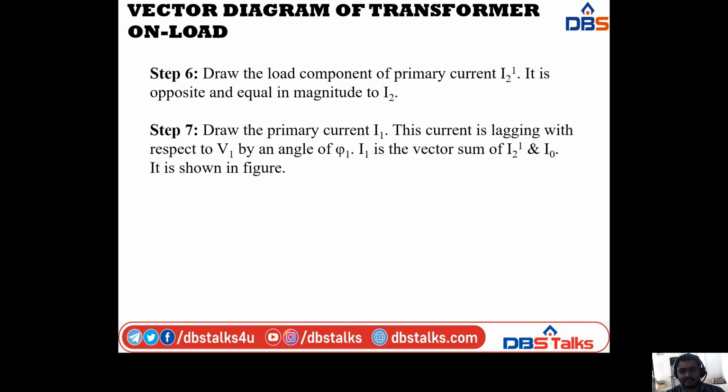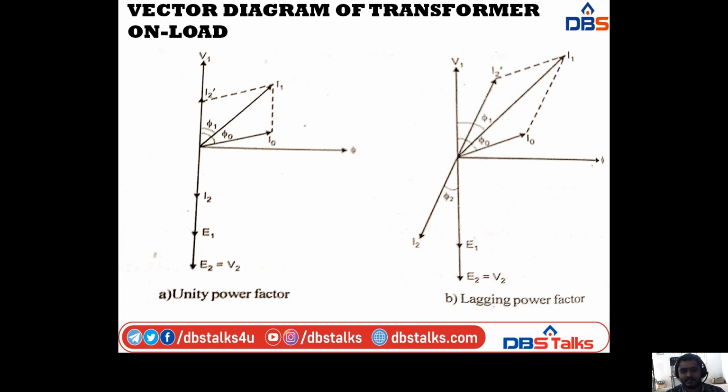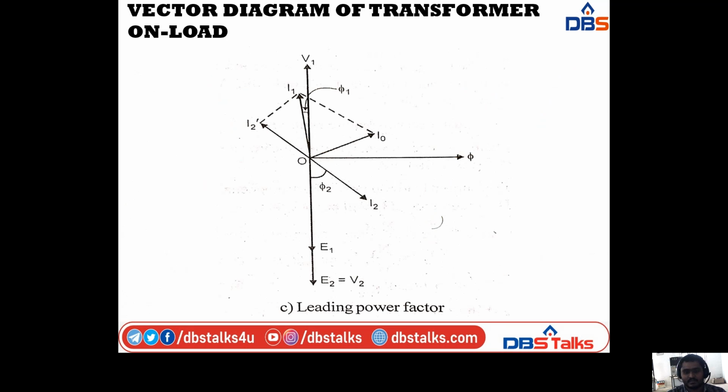That's why, if you observe the diagrams, for the unity power factor, V1 and phi are exactly 90 degrees apart. In the lagging power factor, flux phi lags V1 by some angle. Next, in the leading power factor, the flux phi is leading V1.